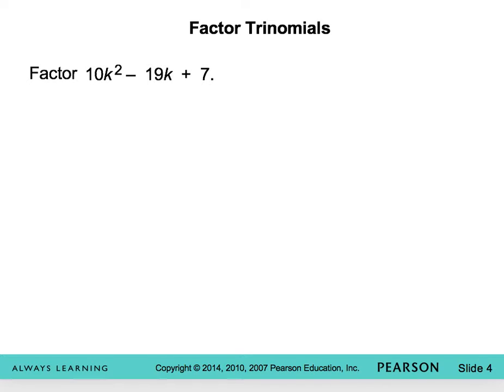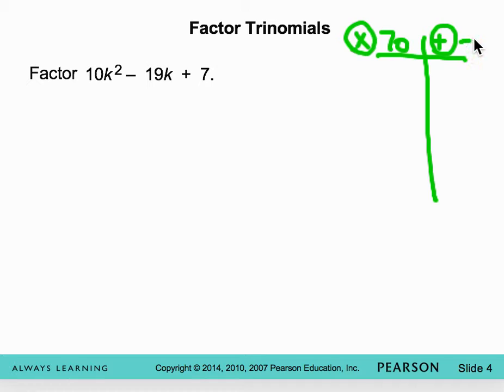Okay, same thing, we're just going to practice a few. It's a trinomial. There's not a greatest common factor, so I need two numbers that multiply to give 70 and add to give negative 19. Okay. This is another one of those that if I started out with just 1 and 70, that's 71. That's a long way from 19.